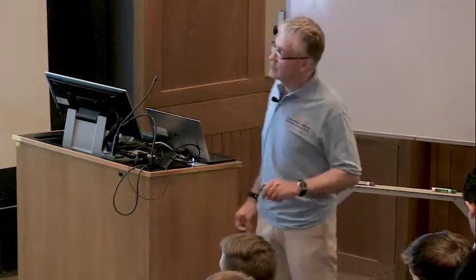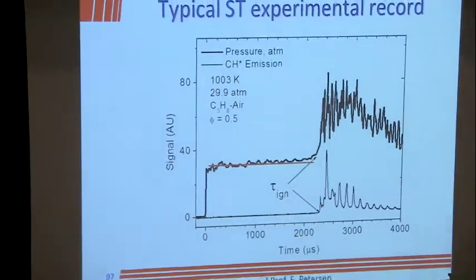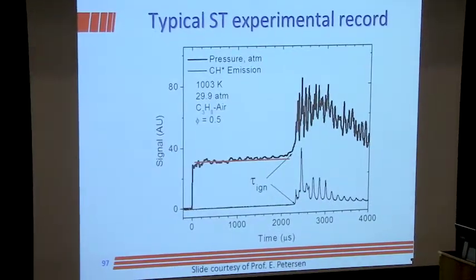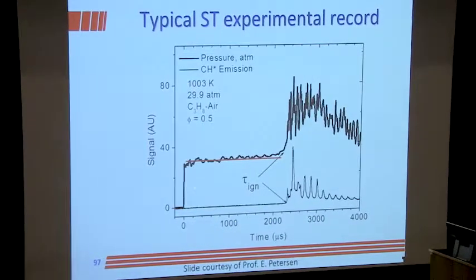Okay, so here's a typical pressure time history and light emission history for a shock tube experiment. And here, look, I've drawn a horizontal line. You can see that the pressure is staying pretty constant from the arrival of the reflected shock wave to ignition. The light emission and the pressure rise are coincident, and the ignition delay time here is about 22 milliseconds.